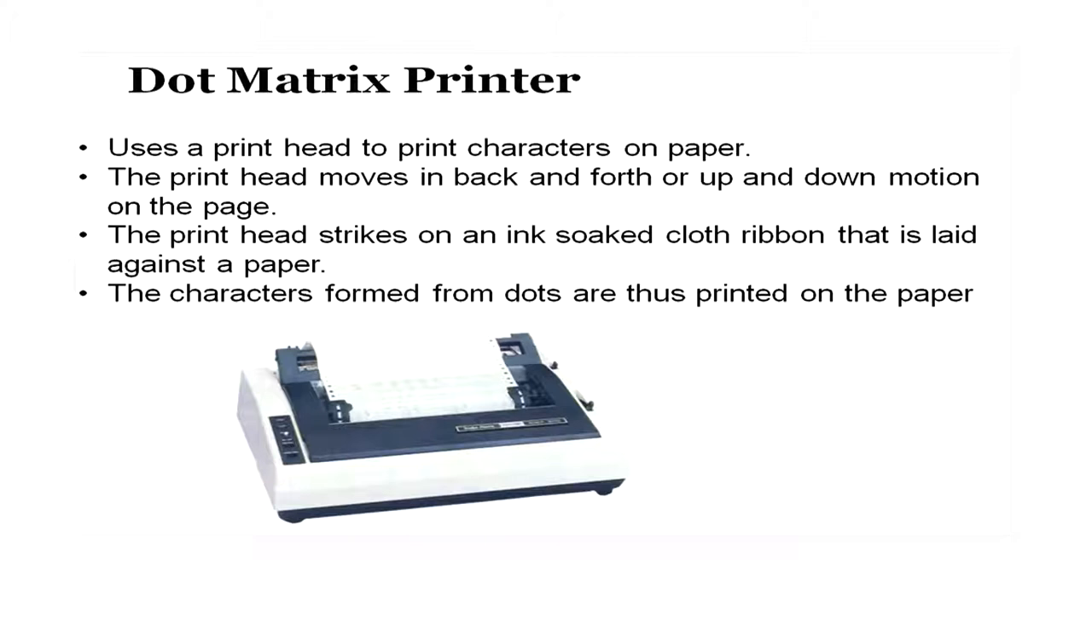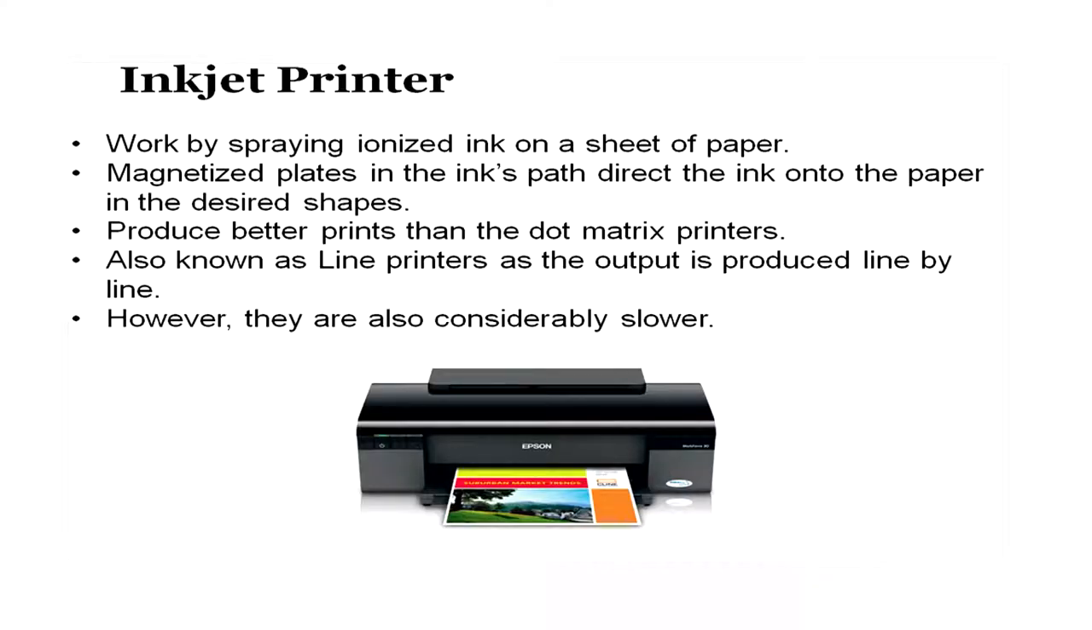The print head moves in back and forth, up and down motion of the page, and it strikes on an ink soaked ribbon. That ribbon then touches the paper and the characters are printed on the paper. Since each character that is being printed through a dot matrix printer is made up of dots, if you see it closely, you will see that each character is made up of small, small dots. So that is why we call it a dot matrix printer. It is a relatively slower printer, can give us only black and white printouts, and is comparatively cheaper than other printers.